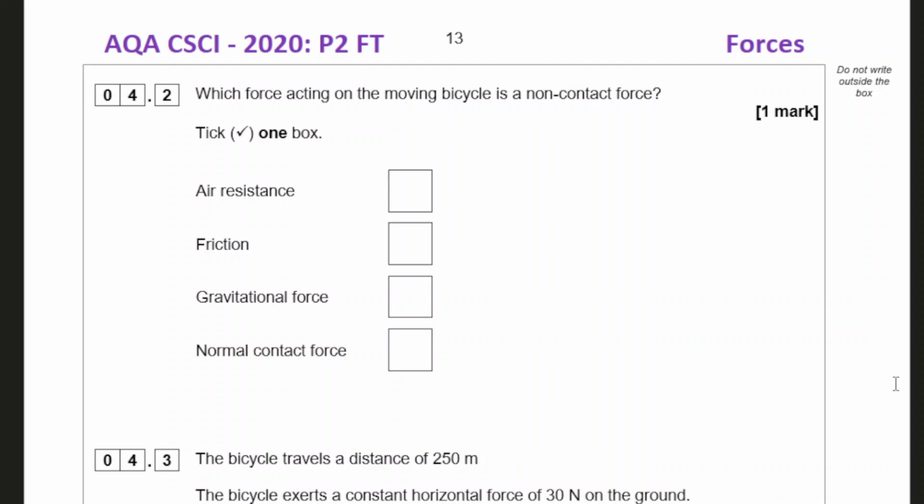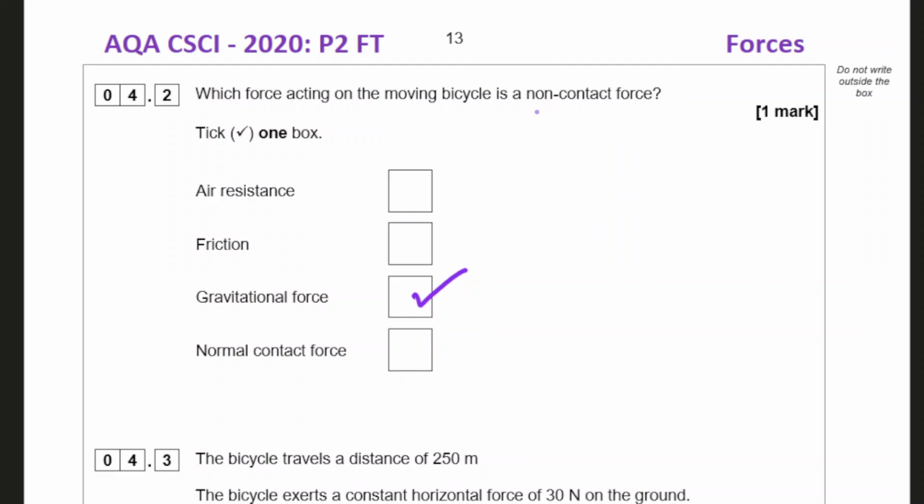Which force acting on the moving bike is a non-contact force? Now, air resistance is a contact force because the air molecules and the surface need to be in contact. Friction is usually between two objects. Gravitational force is a non-contact force. Normal contact force, well, the name itself says it's a contact force.